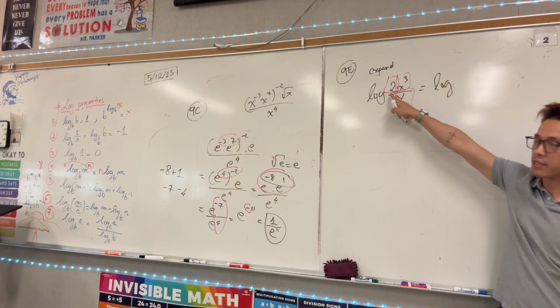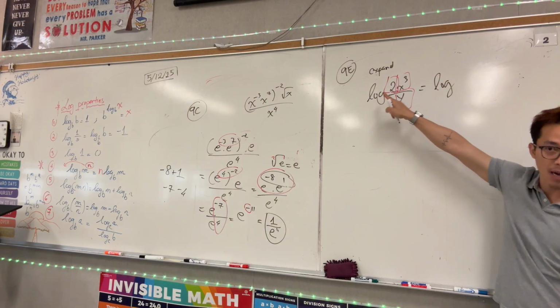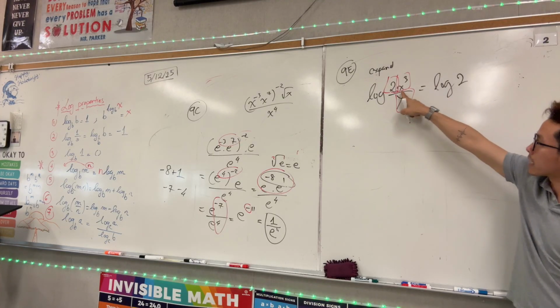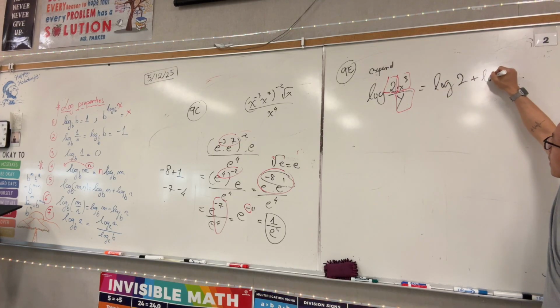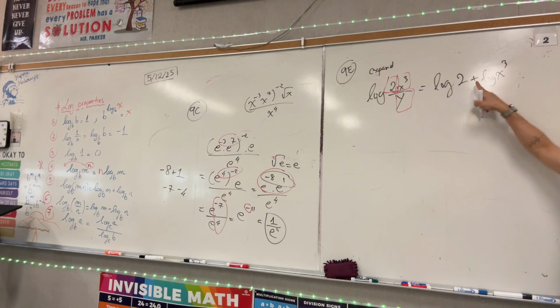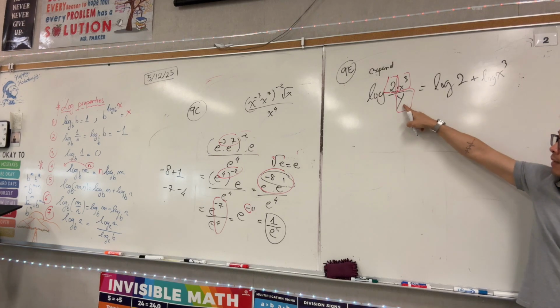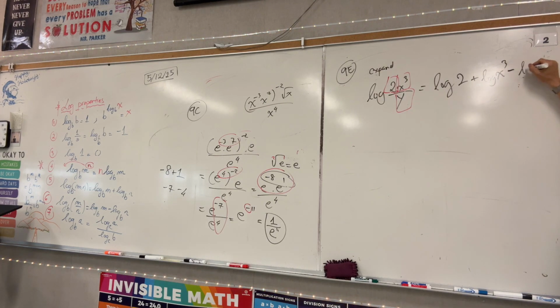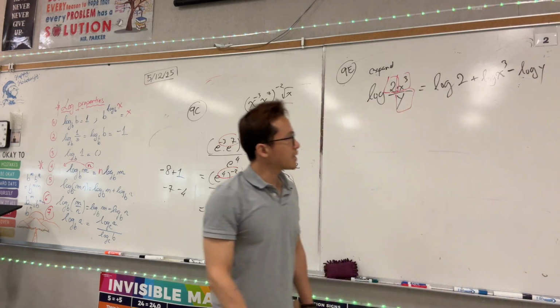First, 2, is it top or bottom? Top. So it's still positive, right? The front is positive. You don't need to write positive. Now x cubed. Is it positive or negative? Positive, because it's on the top, so I write positive. Now y, is it bottom or top? It's bottom. So you're going to be minus. Minus log y. Okay? Yeah, this is kind of easy.